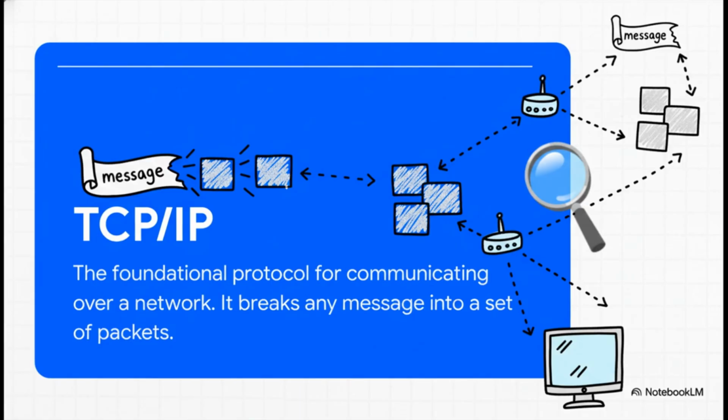The absolute foundational rulebook for the entire internet is called TCP/IP. It's this amazing system that lets any computer break a message into tiny little packets, shoot them across the world, and then have another computer reassemble them perfectly on the other end. It's what makes the internet, well, the internet.